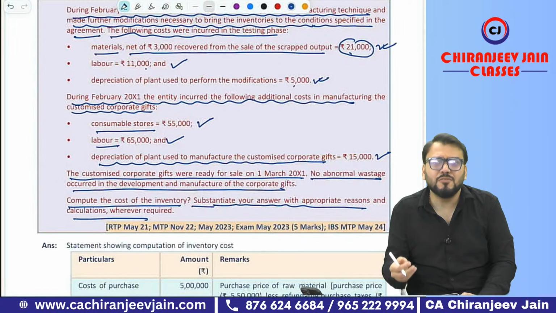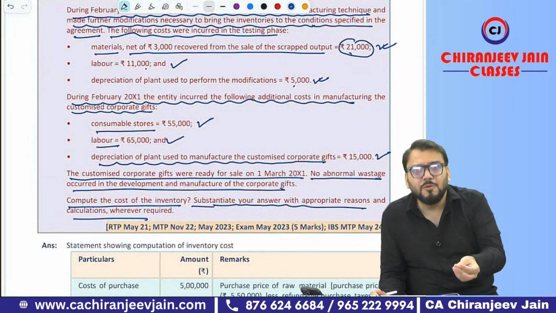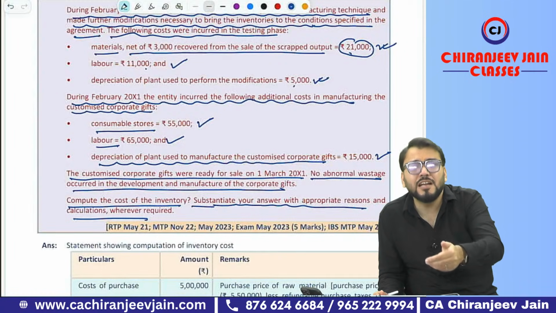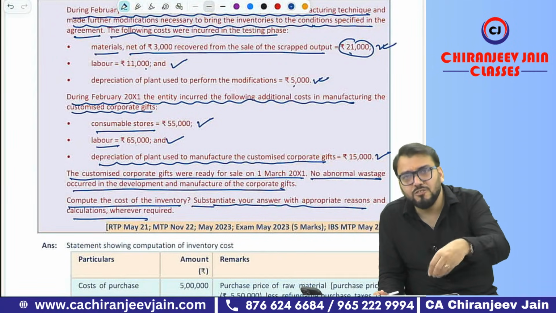It means you only need to give the reason why it has been added. The reason will be either direct material, meaning raw material, direct labor, or production overhead. So you need to write down that this is cost of conversion or whatever it is, and you will capitalize it.